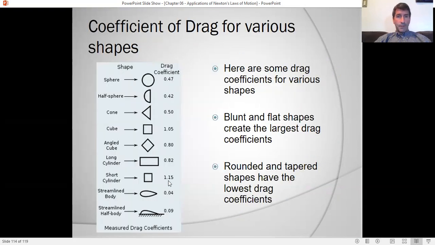And here are some drag coefficients for different shaped objects. You see, obviously, a flat object has a bad coefficient of drag. Rounder objects have a lower coefficient of drag. And for a nice streamlined body, look how low that coefficient of drag goes. So that's why things are shaped the way that they're shaped.